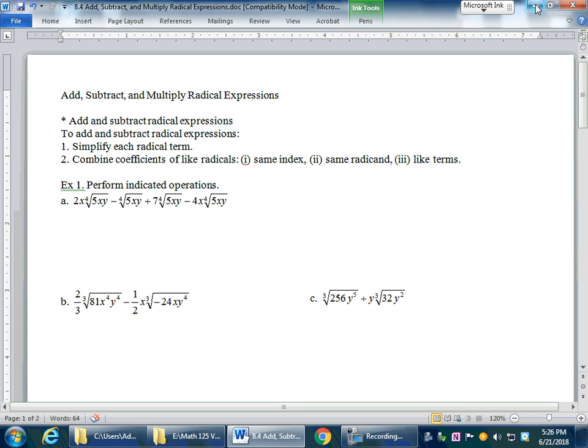First, it has to be the same index. Second, it has to be the same radicand. And third, it has to be like terms also.